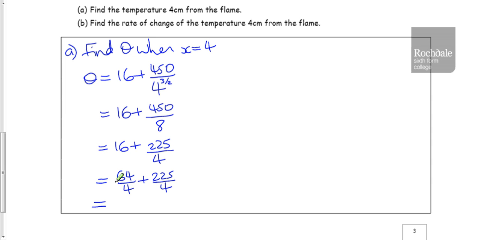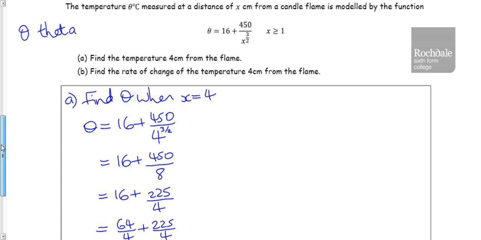Just a quick point to make, 64 divided by 4 is 16. You must check that before you go any further, that the fraction you've just written down in place of 16 really does have a value of 16. It must. So with a common denominator, we're just going to add the numerators. So that's 289 over 4. Now we don't need to turn that into a decimal. We don't need to do anything with it. That will do absolutely fine for an answer.